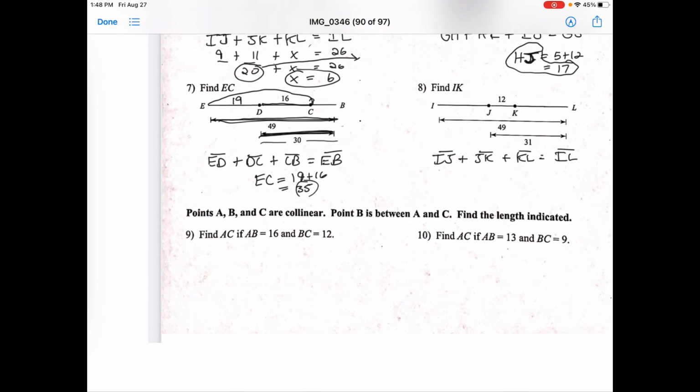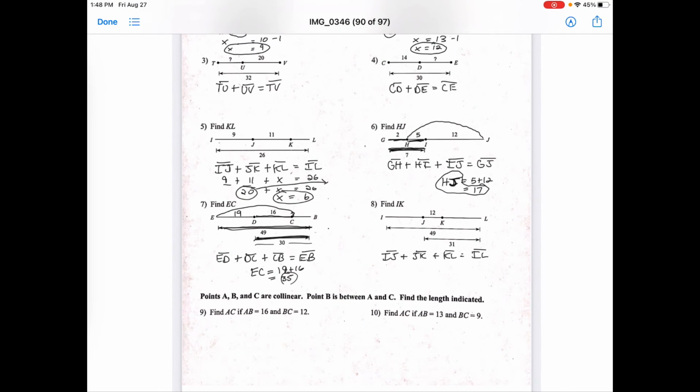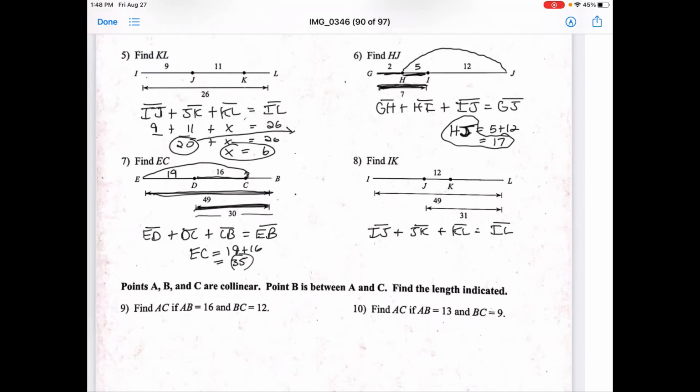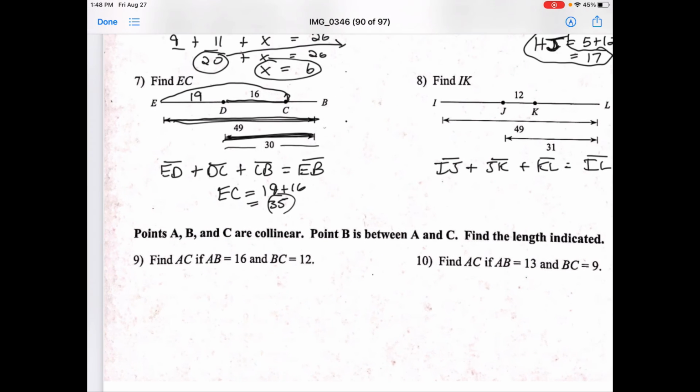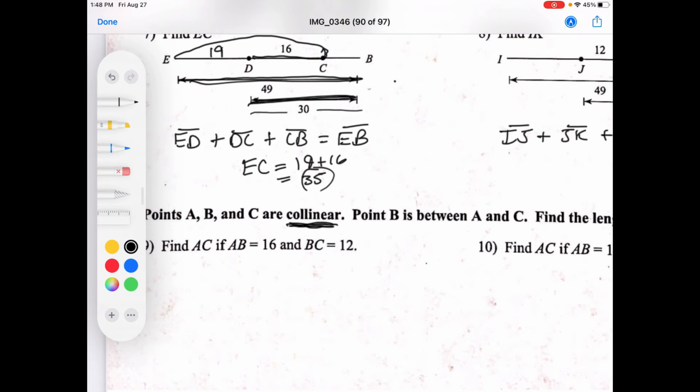All right. 9 and 10, you're using this information that they give you. Points A, B, and C are collinear. B is between A and C. So let's draw that. Collinear just means it's on the same line. So points A, B, and C are on the same line, and B is between A and C. So this is what it would look like.